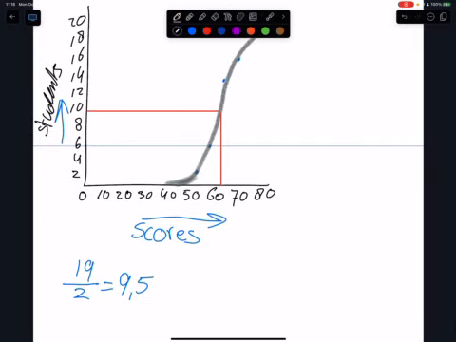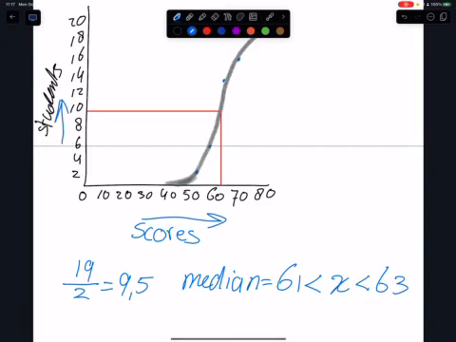And then you would conclude, well, the median is where? Somewhere between 61, 62, 63, somewhere there. Remember, just write a number. Either 61, 62, 63. I will write it like this, so you have an idea what you should be writing, should be getting.